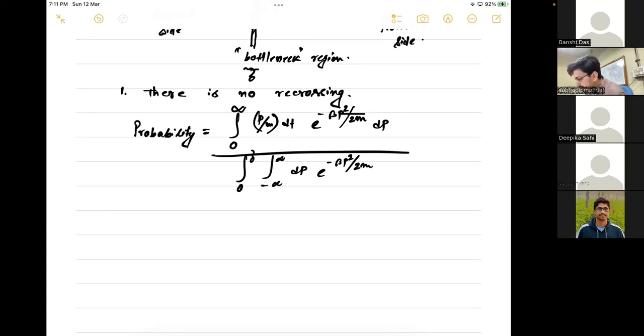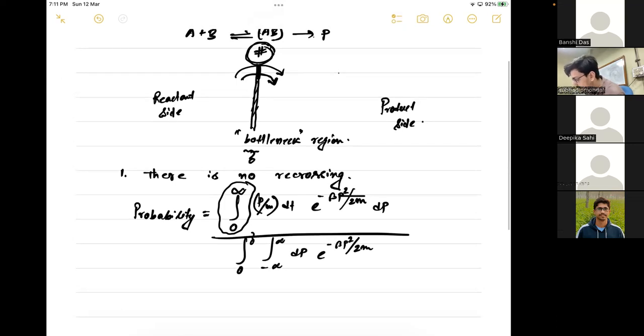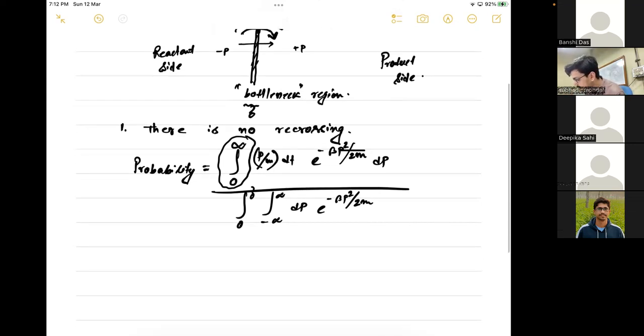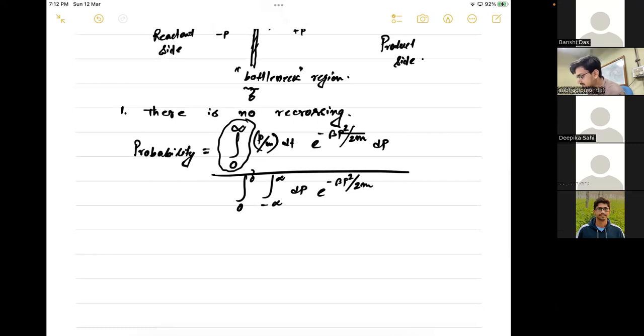So look at the numerator here. In the numerator, the range is 0 to infinity. Why 0 to infinity? Because the trajectory has to cross from this side to this side, right? That means we are assuming that this is the negative momentum side and this is the positive momentum side. So momentum has to go from 0 to infinity, meaning all those trajectories having positive momentum, we are considering that. That's why the limit is 0 to infinity. And in the denominator, the whole range of momentum, we are normalizing it, minus infinity to infinity.